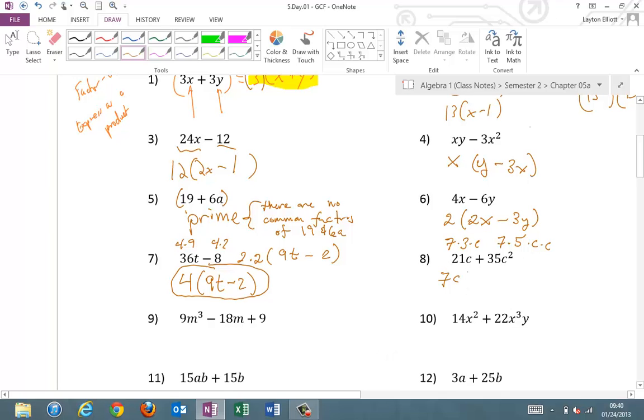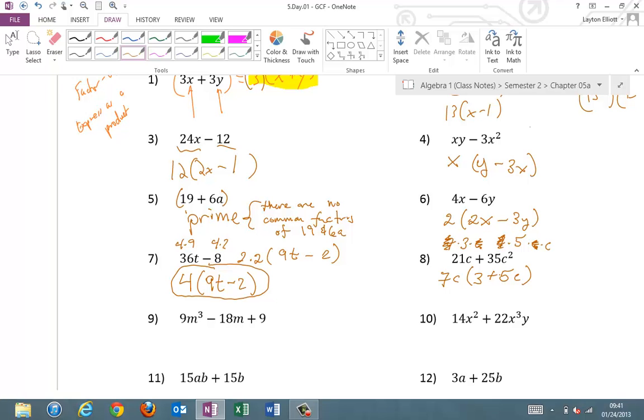So if I take out the 7 and the c, then this first one would be left with just a 3. Right. And if I take out a 7 and a c from the second one, I'd be left with just 5c. Yep. And the plus sign carries from the previous binomial. So again, if you were to multiply that back in, you'd see it, and you'd be okay.